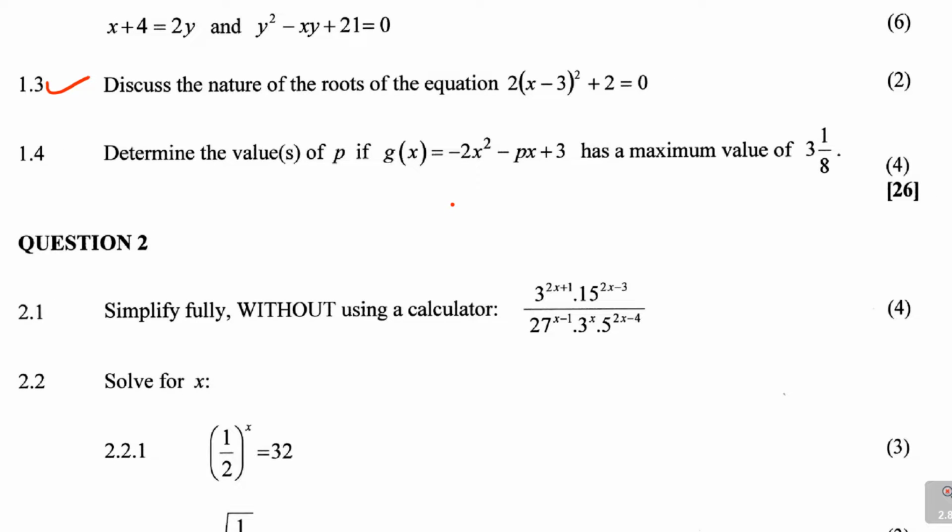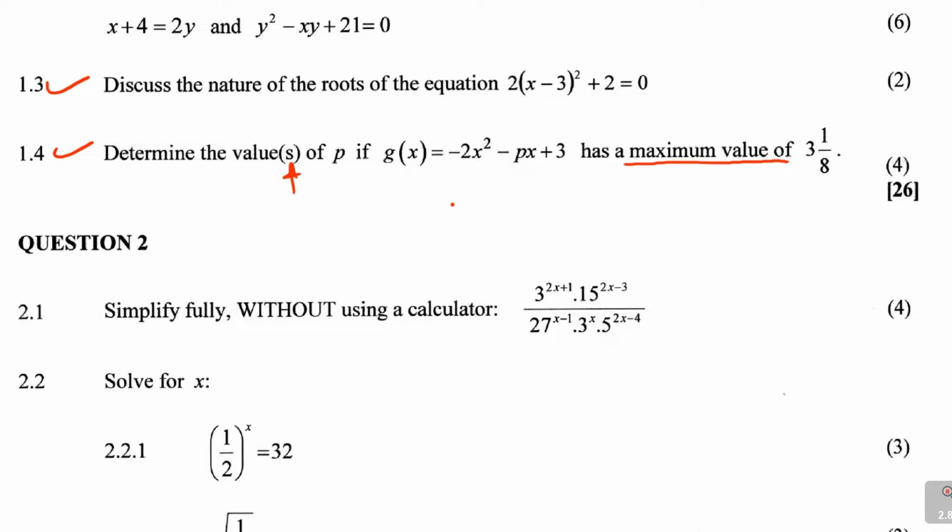1.4. Determine the value or values of p. When they give a question like this, it's up to you whether you say 1 or more than 1. If you think it's 1, it's fine. If they are supposed to be 2 and you write 1, you'll be penalized. If they're supposed to be 1 and you write 2, you will be penalized. So determine the value or values of p if g(x) = -2x² - px + 3 has a maximum value.